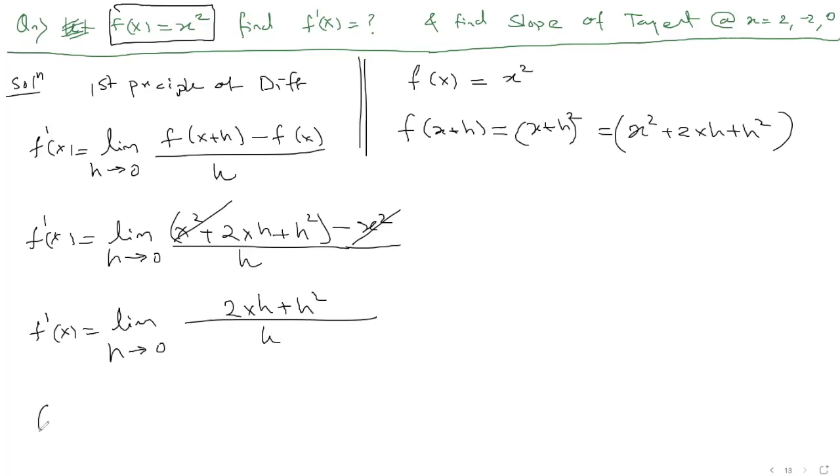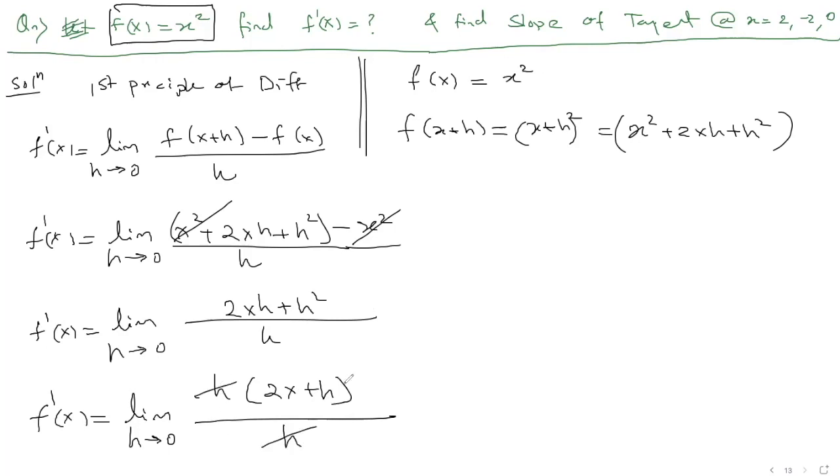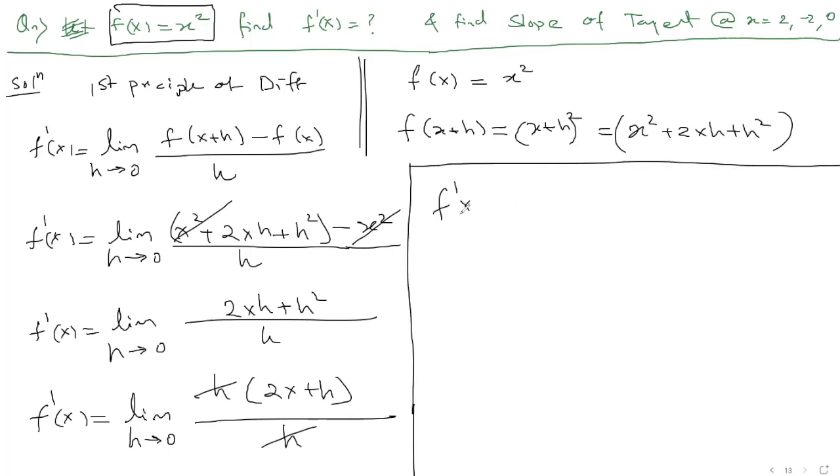I can take h, a common term, out. So f prime of x is equal to limit h tends to 0. You will take h out. So it is 2x plus h over h, and then h will cancel out again. Now, once we do that, I'm going to continue that here. Let's write f prime of x is equal to limit h tends to 0 of 2x plus h.